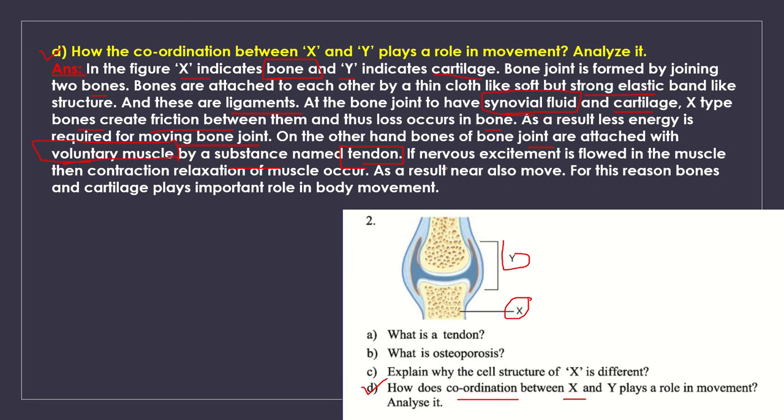So if nervous excitement is in the muscle, then contraction and relaxation of muscle occur. As a result, bones also move. For this reason, bones and cartilage play an important role in body movement. Yes, that is the main thing.